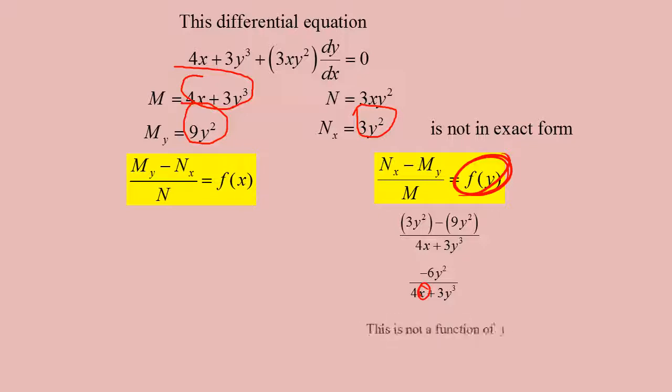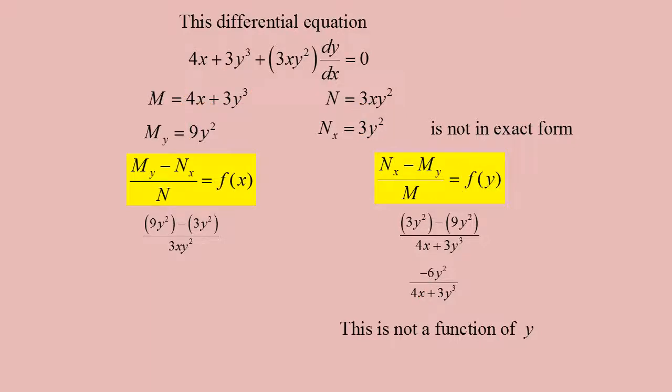Here is the other one. If we do the other combination, here we take the partial of m with respect to y minus the partial of n with respect to x and divide it by n. So if that comes out to be a function of x, then we're in business. Combining these together and simplifying, notice the y squareds cancel, we come out with 2 over x. Now, since that only has an x in it, then it is a function of x.